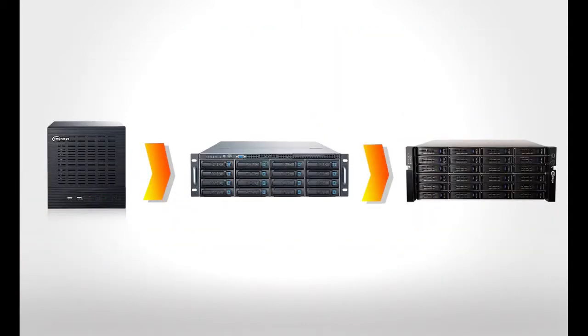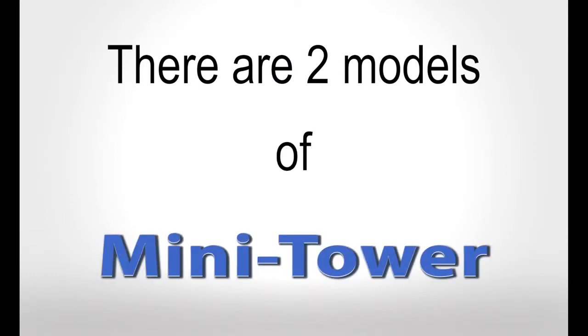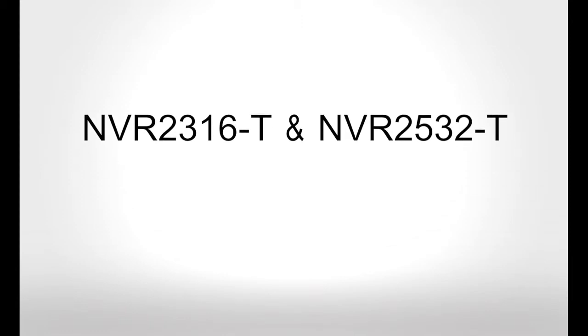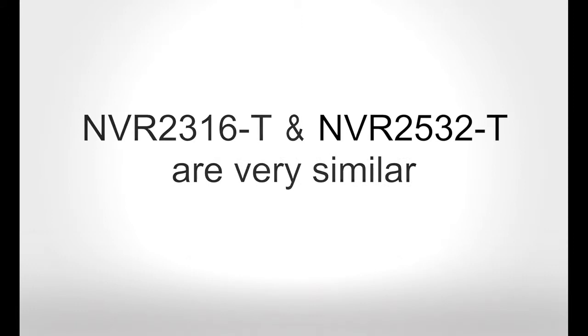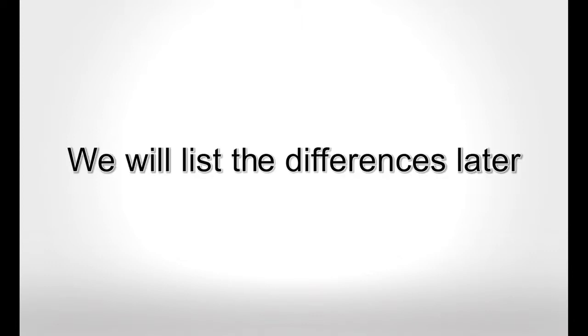After introducing the naming rule, it's about time to dig into the models of SmartView NVR solution. Let's first talk about the Mini Tower solution. There are 2 models of Mini Tower solution. One is NVR 2316-T and the other is NVR 2532-T. Because these 2 models are very similar, we will use NVR 2532-T for demonstration in the following video. After that, we will list the differences between these 2 models for your reference.